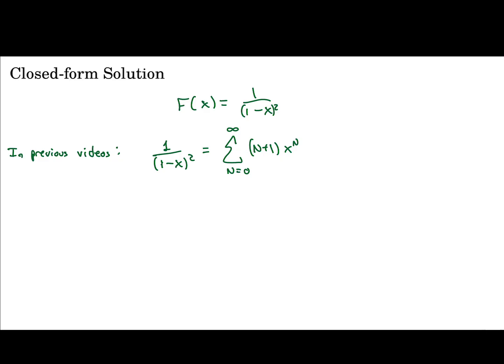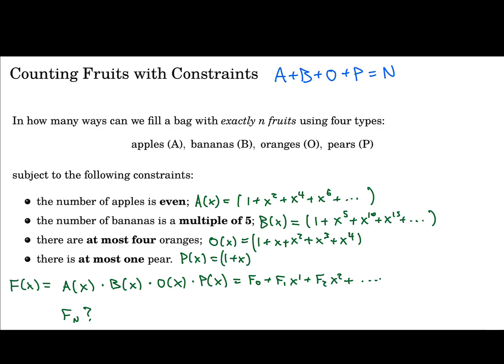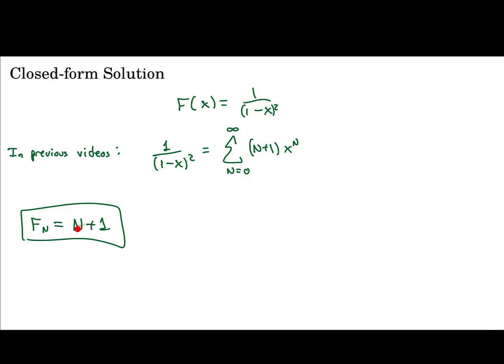But essentially we showed that this function here can be written like this. And so that means that our term fn, which is the coefficient of x to the n, is just going to be n plus 1. And so this is the answer to our question. So in how many ways can we fill a bag with exactly n fruits satisfying all these constraints is going to be quite simple in this case. It's not always that simple, but in this case it'll be simple. It'll be n plus 1. So if you asked, in how many ways can you do 100 fruits, it'll be actually 101 ways.